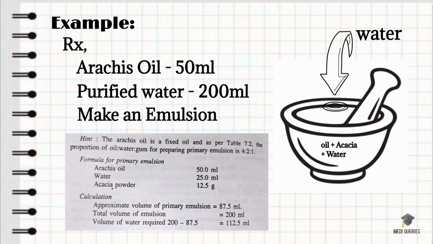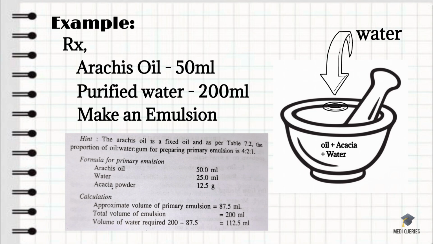Calculation: the approximate volume of the primary emulsion is equal to 87.5 ml. The total volume of the emulsion is 200 ml. So the volume of water required here is 200 minus 87.5, which is equal to 112.5 ml. That is the water required for the preparation. According to the calculation we have to take the ingredients like that.